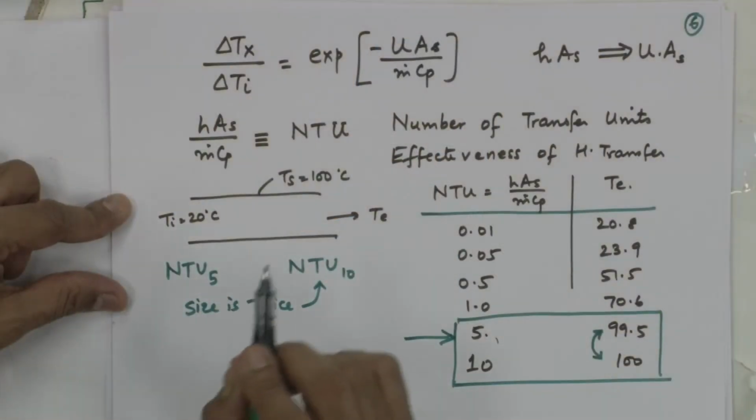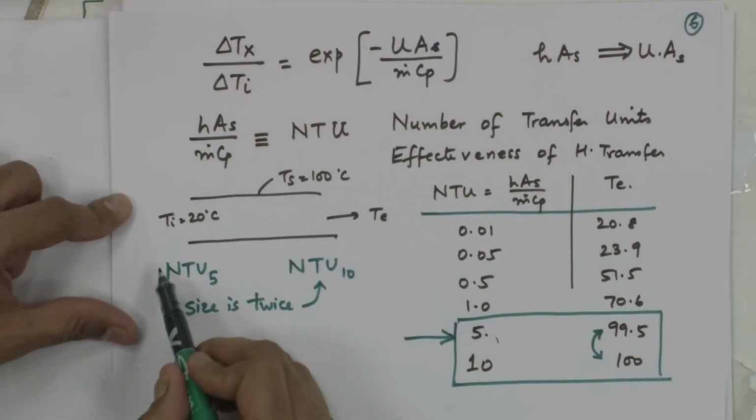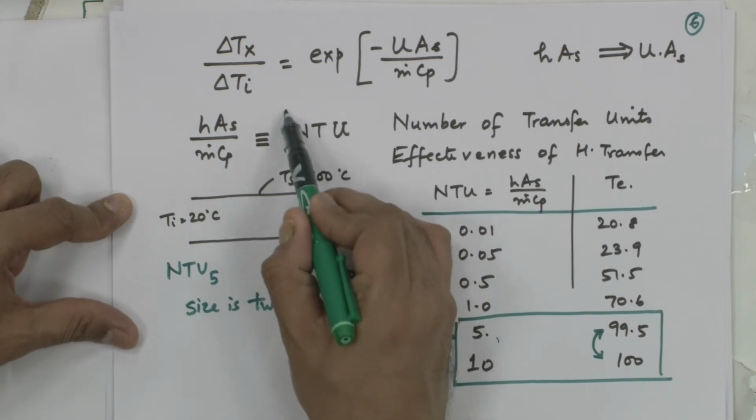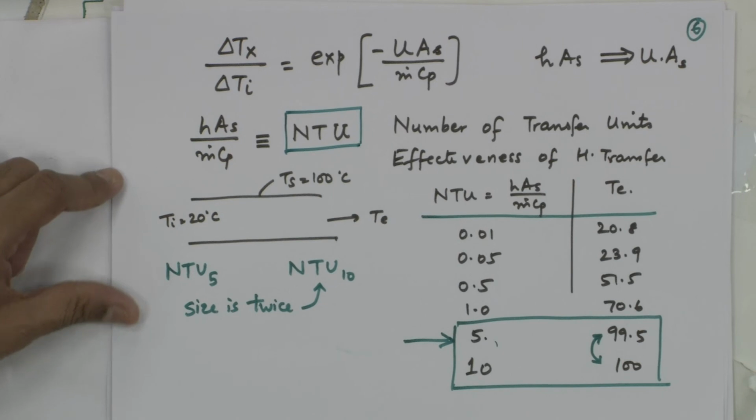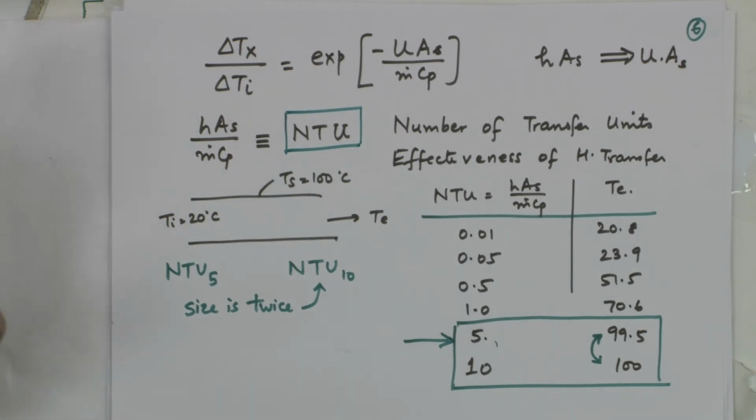Okay. So, based on this constant wall temperature derivation, we have come to a very useful non-dimensional quantity which you will use in heat exchangers, which is called NTU or number of transfer units, which represents the size of the heat exchanger or the effectiveness of the heat exchanger for a given set of dimensions.